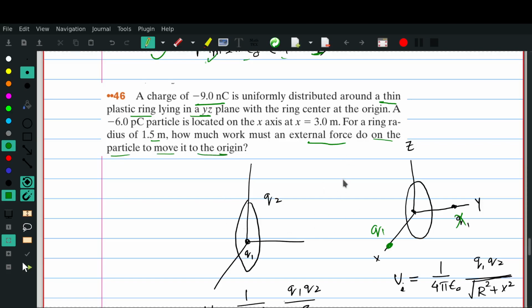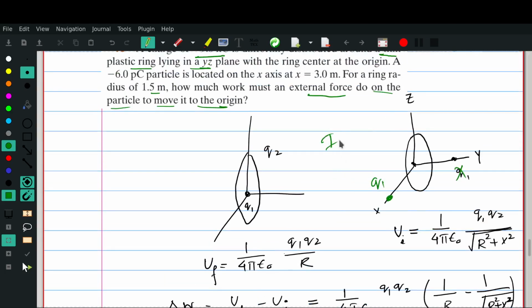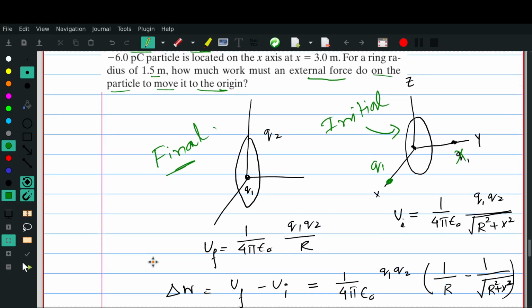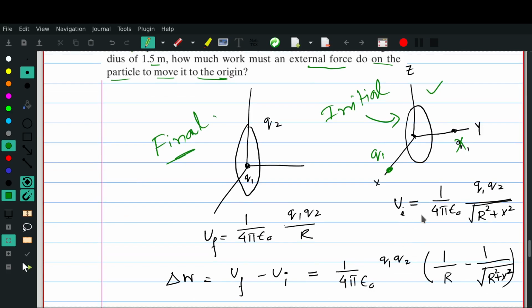Again we have two configurations. This is our initial and this is our final configuration. We can calculate the net energy of this configuration, and we can also calculate the net energy of the final configuration. For this example, when the charge q is situated here, the potential energy is given by q1 q2 divided by the square root of r squared plus x squared, times 1 by 4 pi epsilon 0, obviously. So this is our initial configuration, when the charge was here.